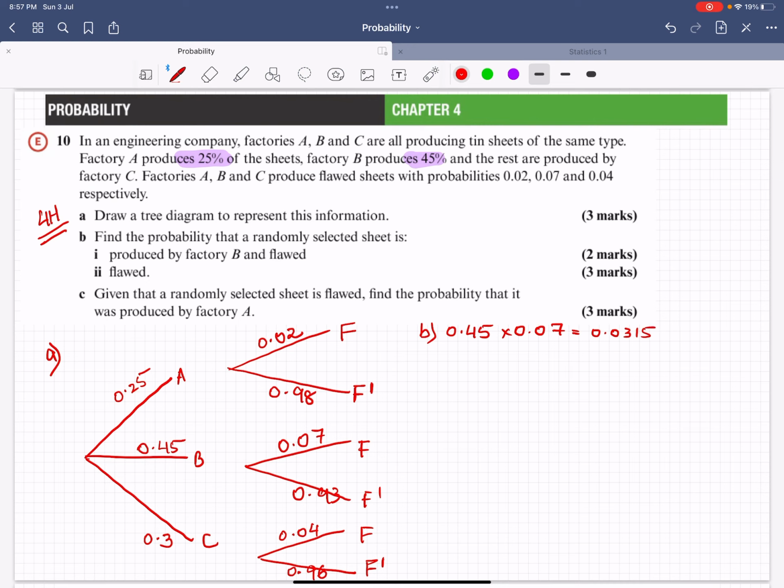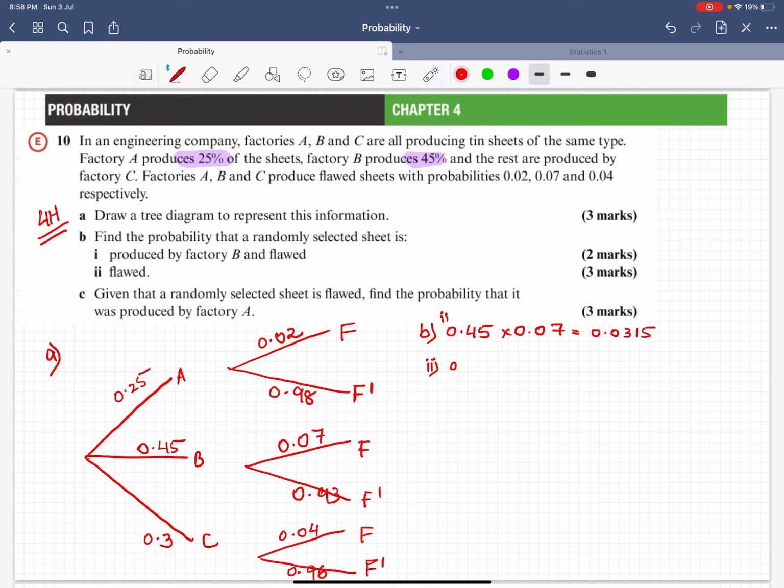Okay, this was B1. Now we go to B2. Find the probability that a randomly selected sheet is flawed. Flawed means in general it is flawed. It can be from factory A and flawed, factory B, or factory C. So factory A and flawed, this is the first option that can happen. Or it can be factory B and flawed, this is the second option. Or it could be factory C and flawed. So we need to add up all of these.